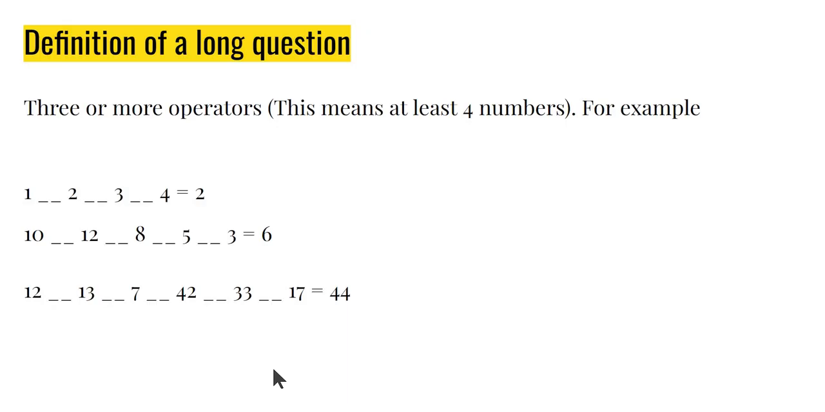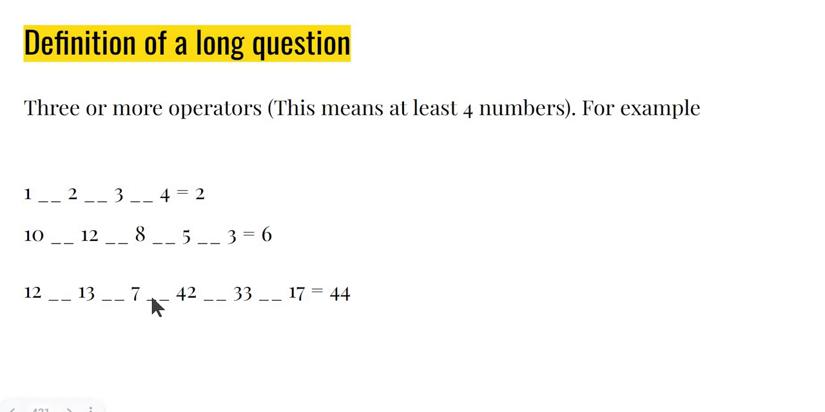Before I get on with this, let us first define what I mean by a long question. Since the class project already deals with, let's say, up to 3 numbers, or hence 2 operators, any question which has got 3 or more operators, which means at least 4 numbers, would be seen as a long question. So for example, it could be 1 2 3 4, 1 dash 2 dash 3 dash 4, and so on and so forth. So 4 numbers here, 5 numbers, 6 numbers. Each of these will be classified as a long question.